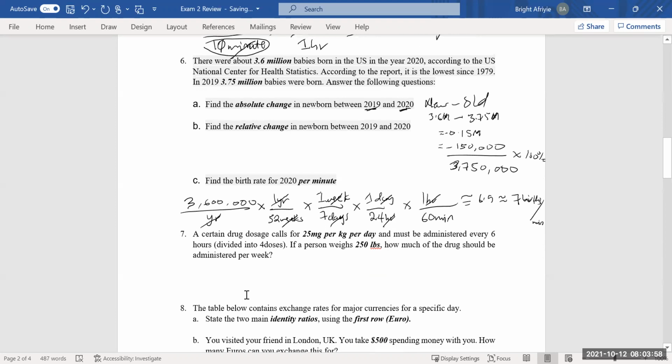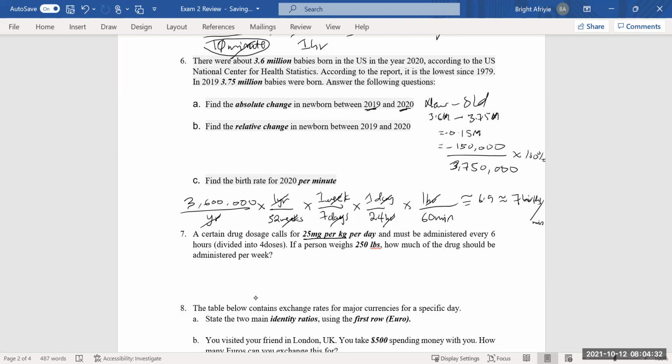So for number 7, it says a certain drug dosage calls for 25 milligrams per kilogram per day and must be administered every 6 hours. All right, now if it must be administered every 6 hours and there are 24 hours in a day, that means that it's divided into 4 doses, right? Now, if a person weighs 250 pounds, how much of the drug should be administered per week? Is that okay?